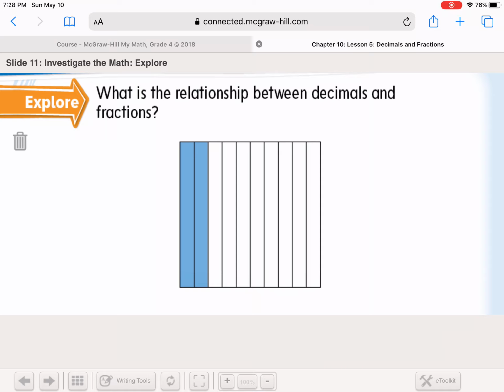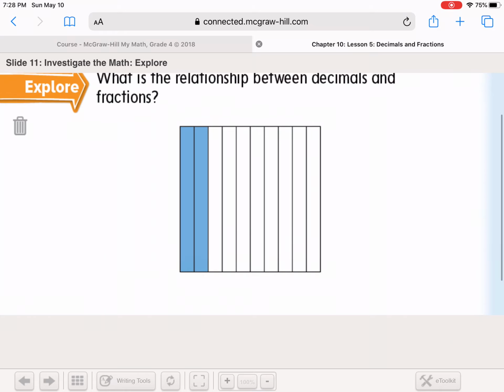So you got to think about your pizza. The best way to think about fractions and decimals is cutting a pizza into 10 slices, not 8. So when you cut it into 10 slices and you eat 5 out of 10 slices, you ate half, okay? Or you ate 5/10. So here it has 2 rods colored in. So that tells me that this is 2/10.